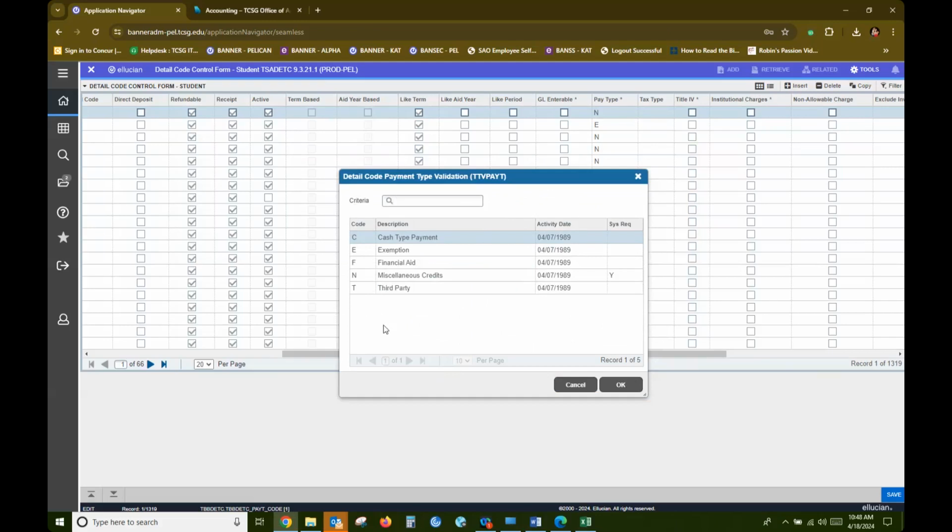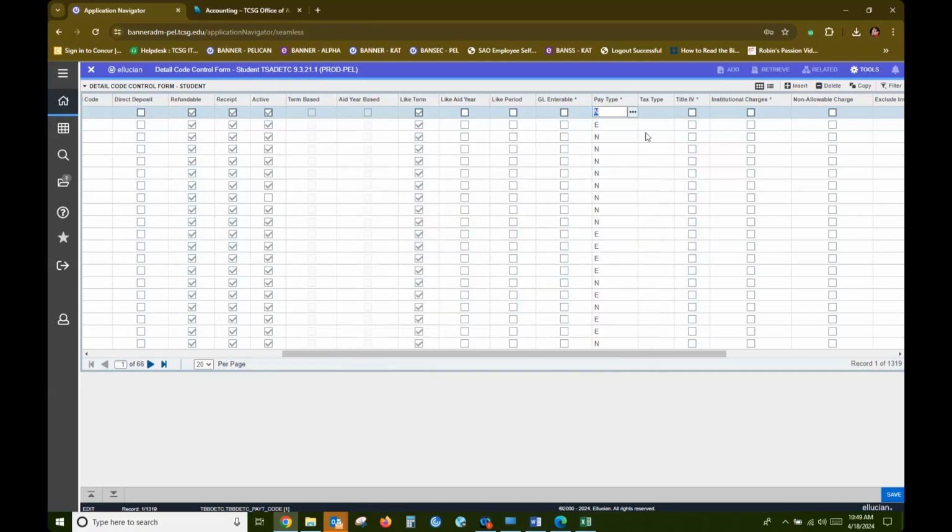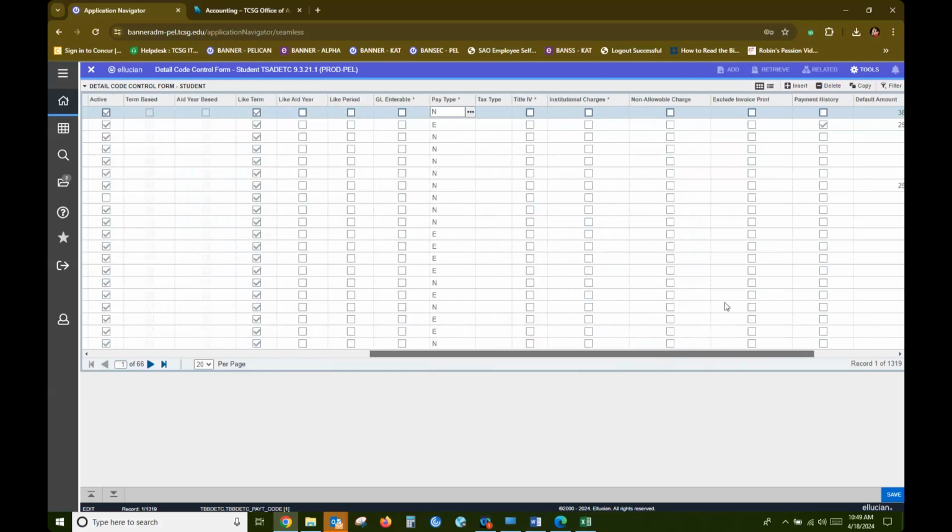This is a test database where we come in here and we do crazy things. So don't pay attention to the fact that this is a miscellaneous credit on, you know, like a 1 UI. You go by what is in your college, but your cash type, your exemptions, financial aid. Now, I will say F for financial aid is probably going to be on all your financial aid stuff. Tax type we don't use, so you can ignore that.